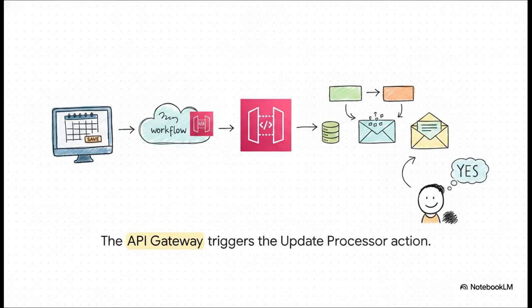The exact moment Greg hits save on his calendar, the workflow recognizes it as an update request for that specific UID. It triggers the system's update processor to complete the data transformation, update the database, and fire off an updated invite package straight into Mandy's inbox. It's a beautiful way to nudge your maybe into a yes.